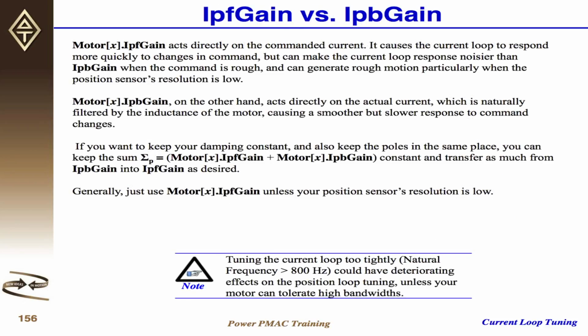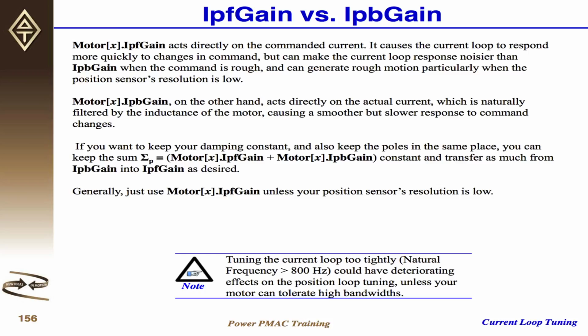So the difference between IPB gain and IPF gain is explained on this slide. The main thing to remember is that if you want to keep your damping constant, and therefore also the location of the poles in your closed loop system, you want to keep the sum of these two gains the same. And then as long as you're keeping the sum constant, you can shift any amount from one gain to the other. So you can have 3 in IPF gain and 0 in IPB gain, or 1.5 in both, 1.7 and 1.3. As long as you keep the sum the same, it's fine.